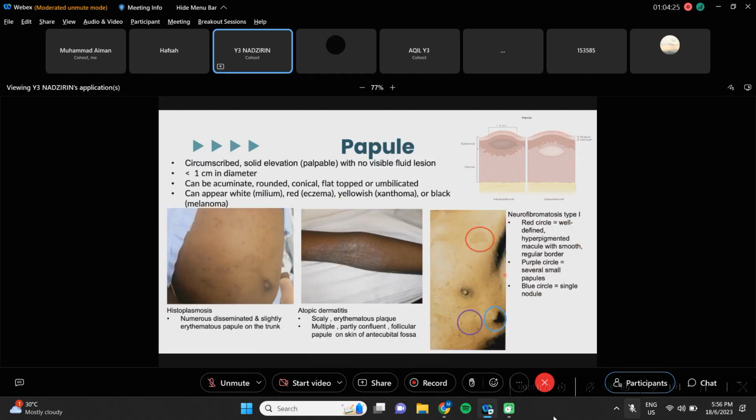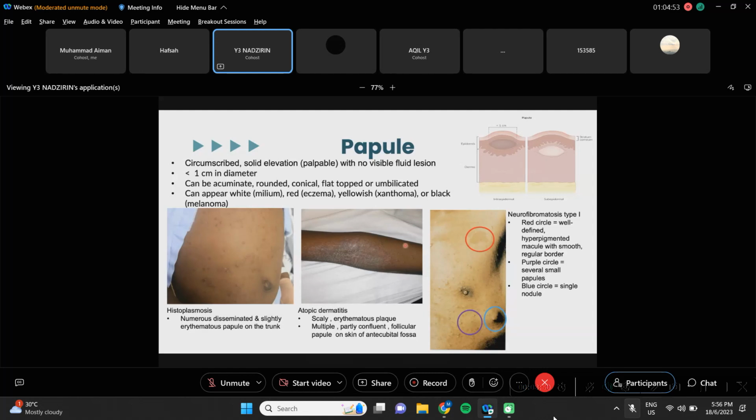We're moving on to the elevated, or what we call palpable skin lesion, which is a papule. First of all is papule. It is a palpable skin lesion with no visible fluid. The size is less than 1 centimeter in diameter. So we can see this is a patient with histoplasmosis. This shows multiple or numerous disseminated erythematous papules.